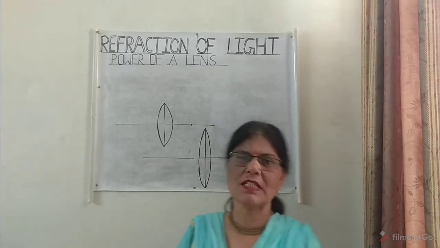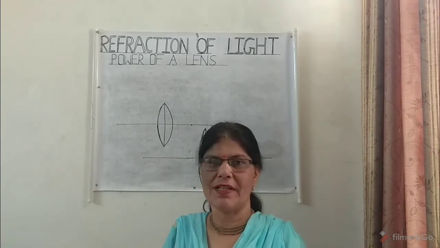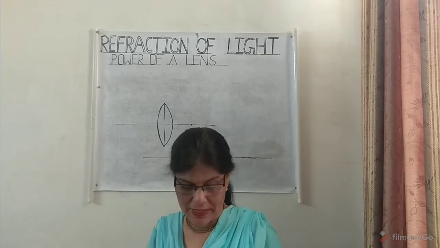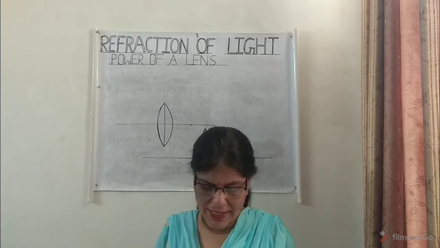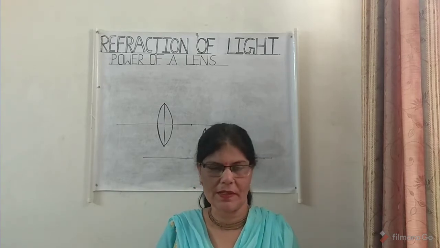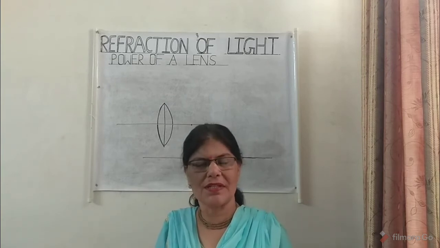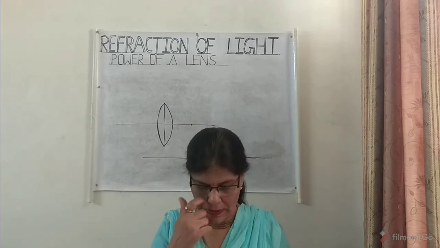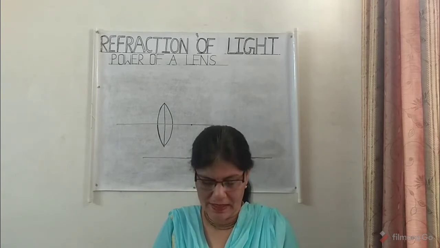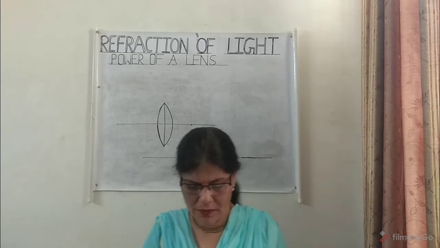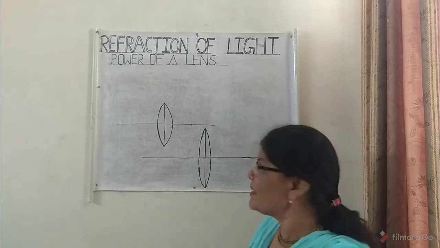Our next topic is power of a lens. We have done lens formula, we have done magnification, next is power of a lens. The ability of a lens to converge or diverge light rays depends upon its focal length. For example, if we consider a convex lens of shorter focal length, it will converge the light rays to larger angles.